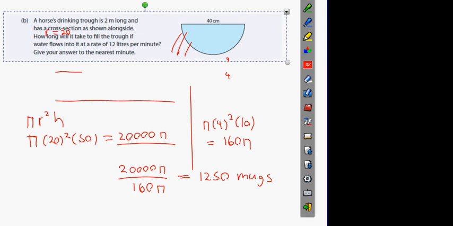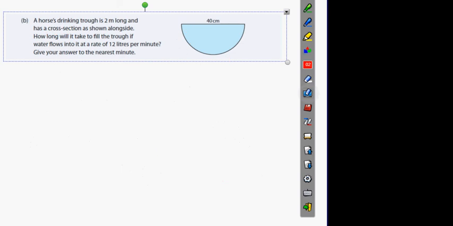A horse-drinking trough is 2 meters long and has a cross section as shown alongside. How long will it take to fill the trough if water flows into it at a rate of 12 liters per minute? Give your answer to the nearest minute. Well, one thing you got to learn is that a litre is 1,000 centimeters cubed. That's what 1 litre is. So 12 litres ends up being 12,000 centimeters cubed.